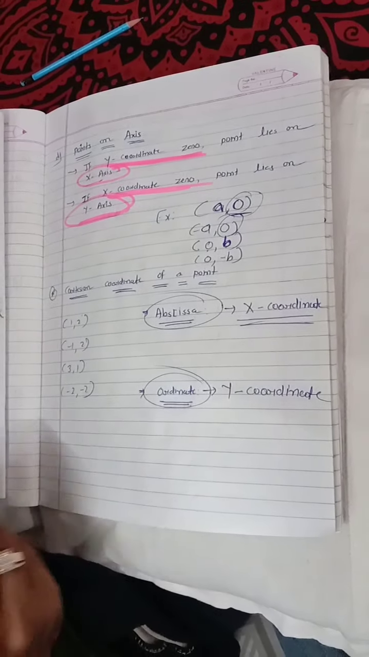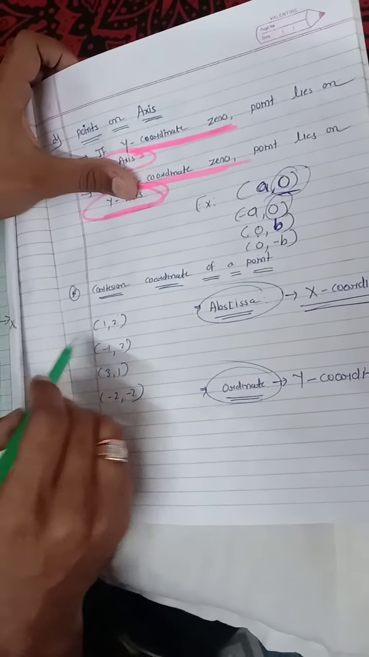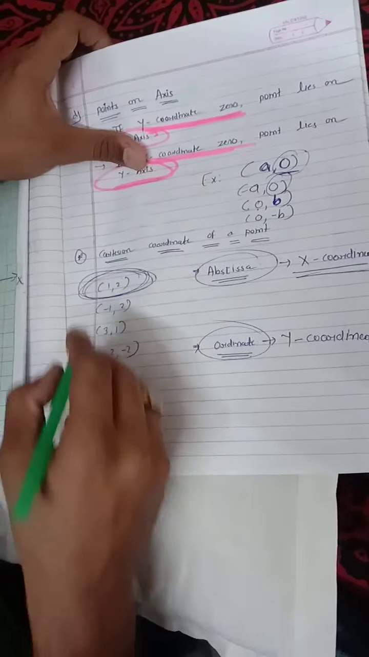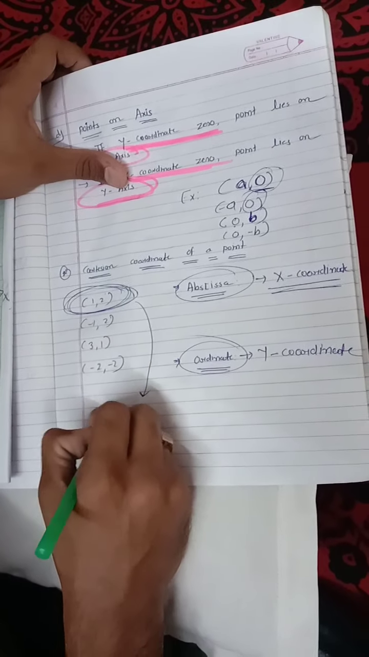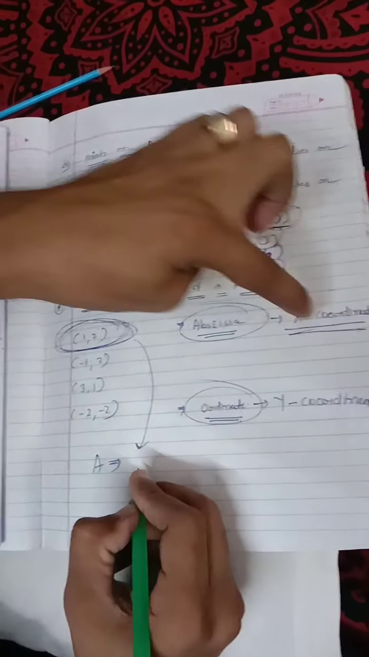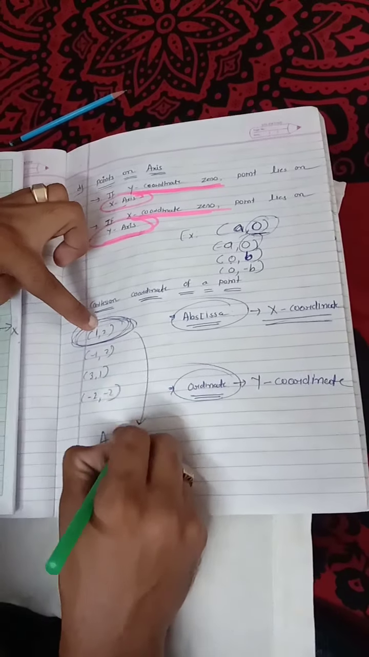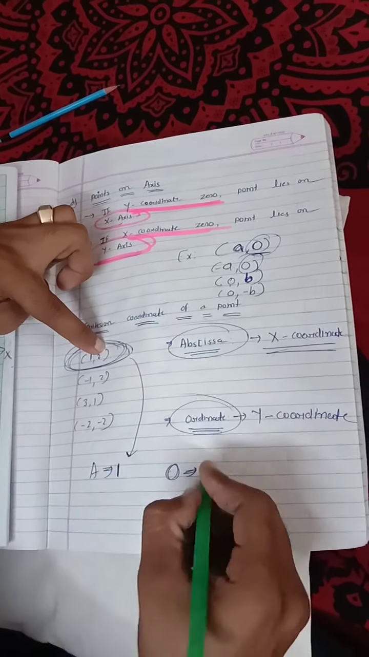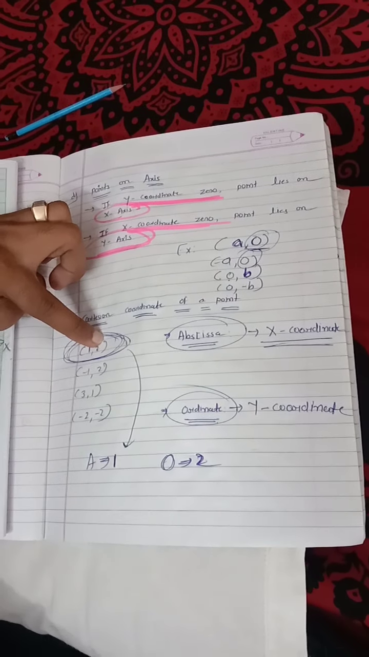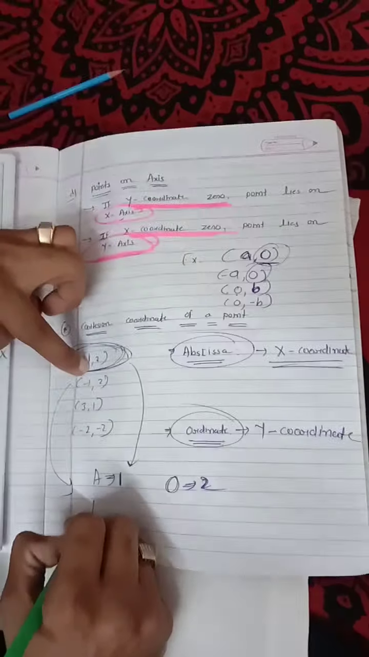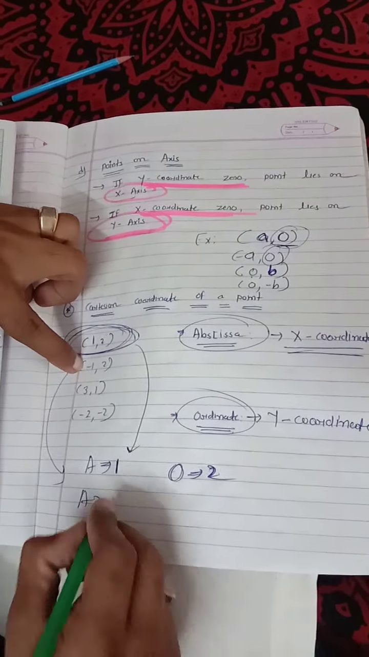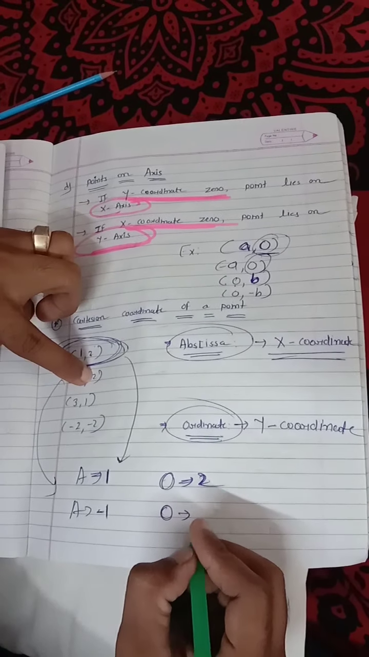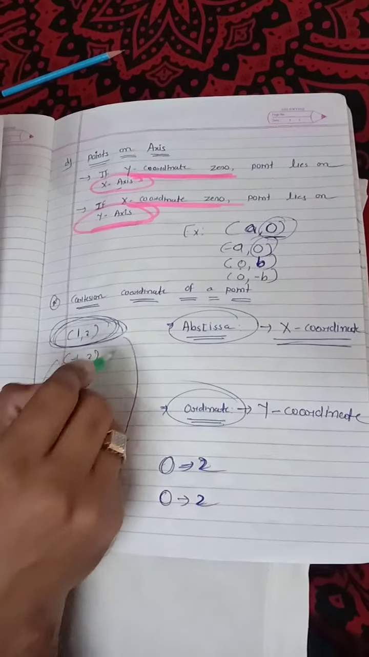If I ask you to write the abscissa and ordinate of a point, clear? So abscissa is your x coordinate. For the first one, it is 1. And ordinate is your y coordinate, which is 2. In the second one, abscissa, your x coordinate, is minus 1. Ordinate, your y coordinate, is 2. Is that clear?